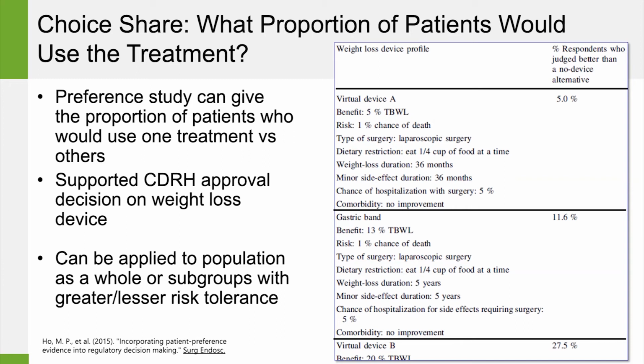And so this is a technique whereby you can mix the clinical data to come up with this probability or choice share to get a sense of what it would be like for these people, this population, when confronted with the opportunity to use the treatment, how many people would choose to use it. And in fact, this particular concept, that choice share, really was one of the elements that supported that CDRH decision. And you could apply it to the population as a whole or to subgroups with greater or lesser risk tolerance if you want to refine this. But the example I'll spend a little bit more time on is a different method. Next slide.